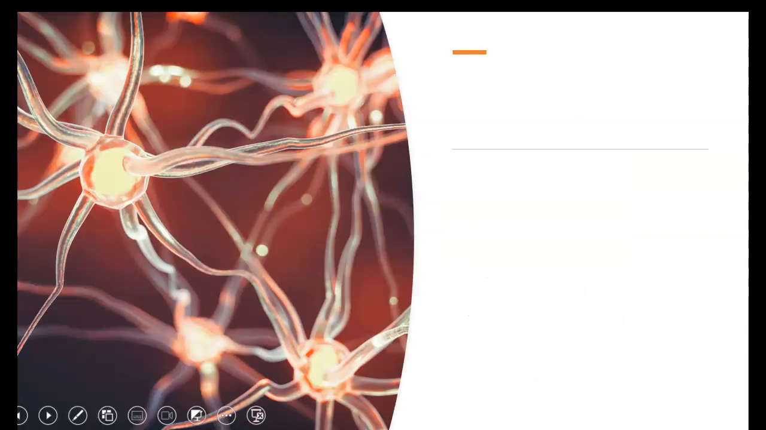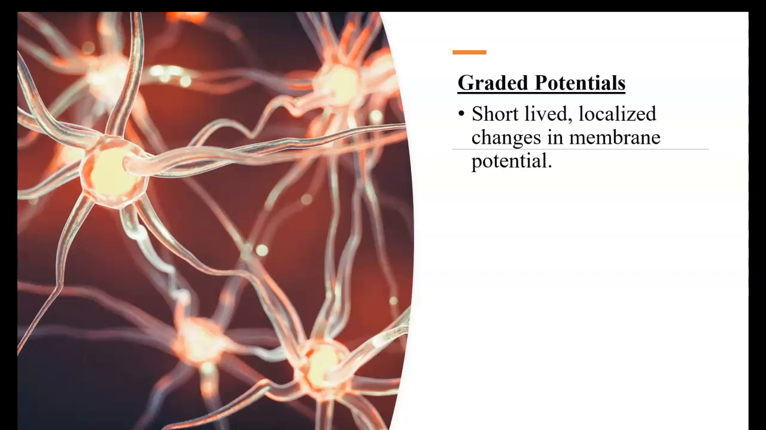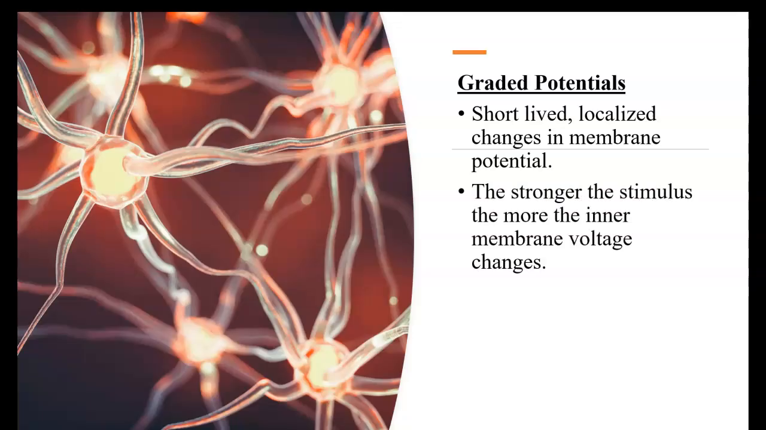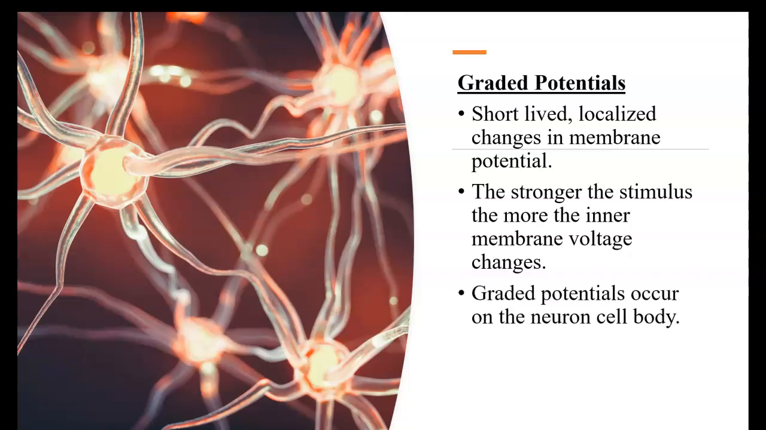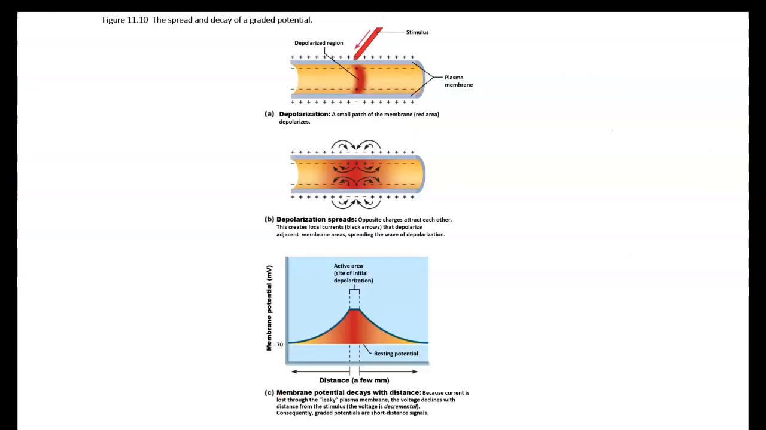There are going to be some different types of potentials. You can have graded potentials. These are short-lived, localized changes in membrane potential. The stronger the stimulus, the more the membrane voltage changes. Graded potentials occur on the neuron cell body. Looking here, you can see membrane potentials. As you touch a region with the stimulus, you depolarize it in that section, and that small patch of membrane in red is the depolarization.